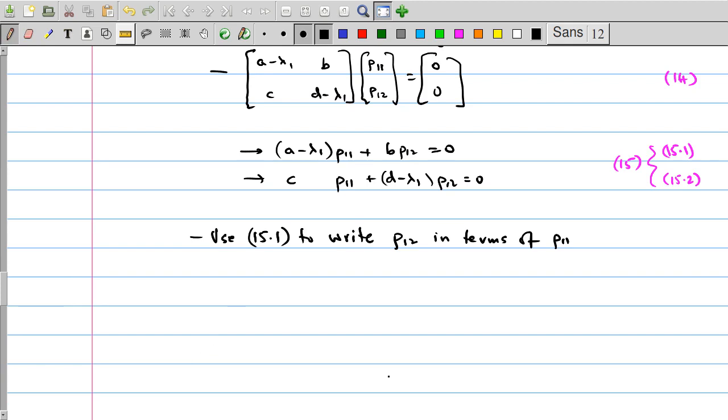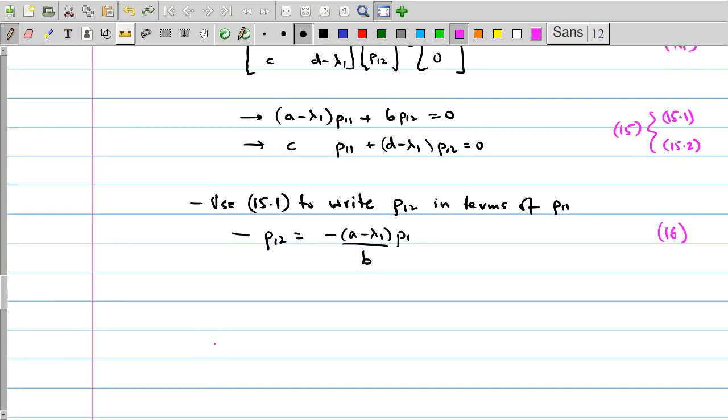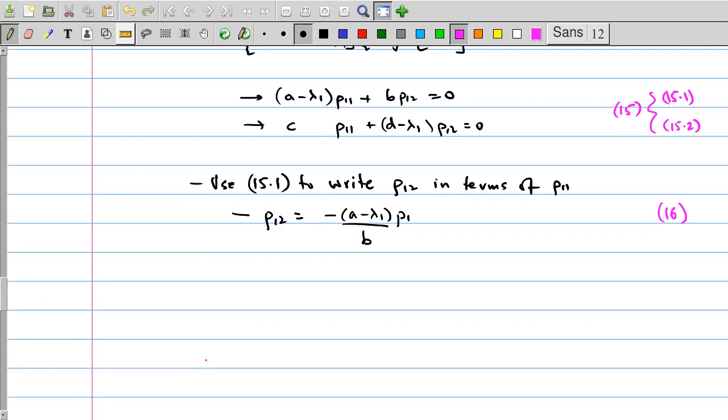Okay, so let's see. How does one write P12 in terms of P11? We get P12 equals minus A minus lambda 1 times P11 divided by B, right? We'll call that 16. Is that what you get? Yeah, minus A minus lambda 1 times P11 over B. Okay. Now we do the same thing with the other one.